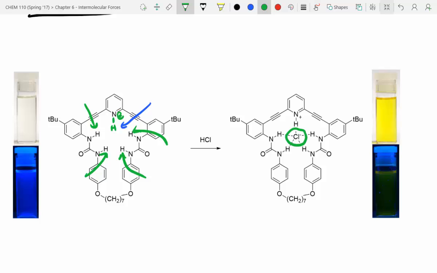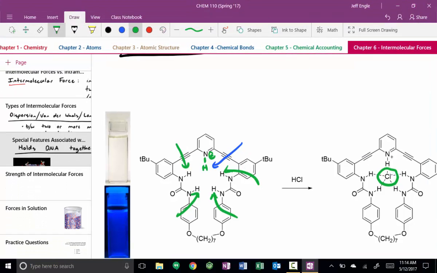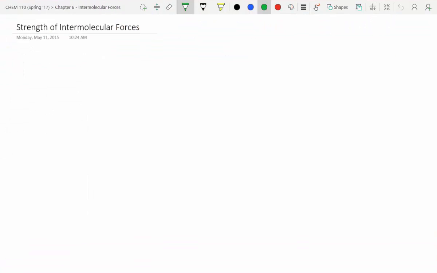All right, so going back to on-topic stuff, let's talk about the relative strength of these intermolecular forces. Let's put weak up top. I'm going to put weak in quotes. What did I say the weakest one was? Yeah, dispersion forces, like we saw with methane.